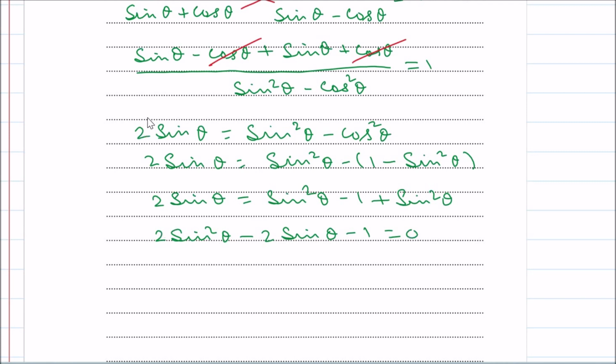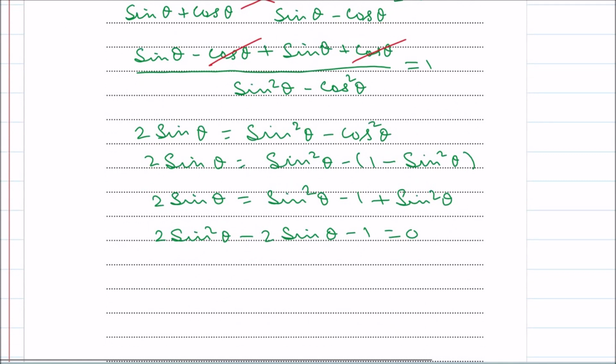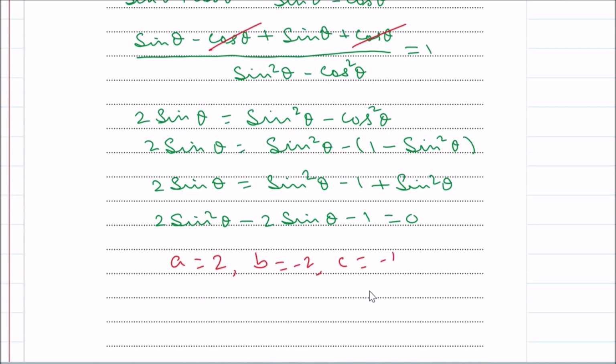So we wrote it in this form which was required, saying that a sine square theta plus b sine theta plus c equal to 0, where a, b and c are constants to be found. What is the a value? A is 2, b is minus 2 and c is minus 1. So we are done with this. Go to the next part.